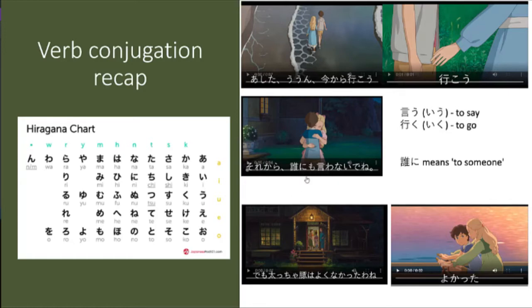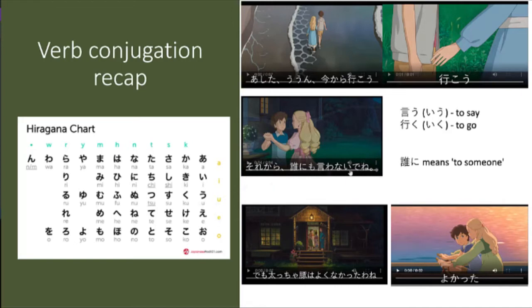So no one. So that's no one. Dare mo nai. Dare ni mo nai. What about this here? Which is from this verb to say. Okay, yeah, so I won't tell anyone. Or in this case, because we haven't got the topic, the wa, it could be watashi wa dare ni mo iwanai. But here it's anata wa dare ni mo iwanai de yo. So yeah, so don't tell anyone. Sore kara, from this point forward, don't tell anyone.